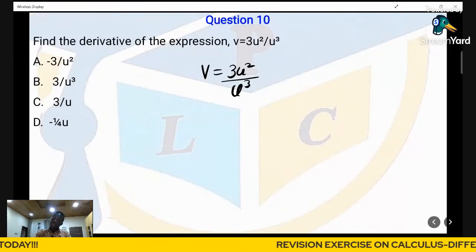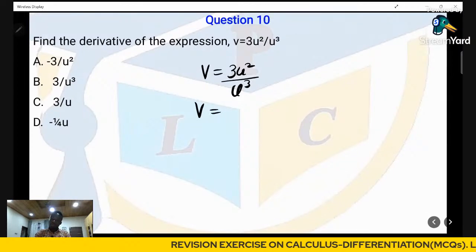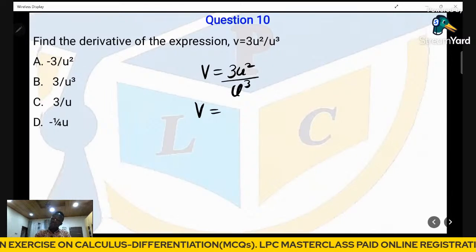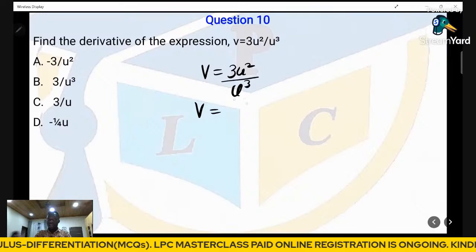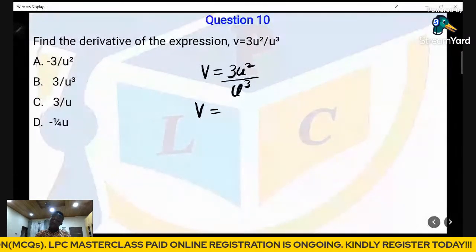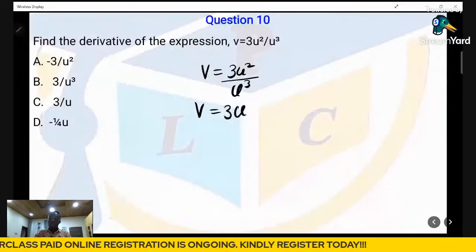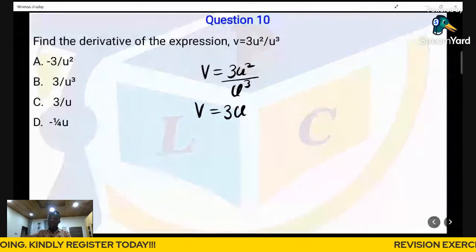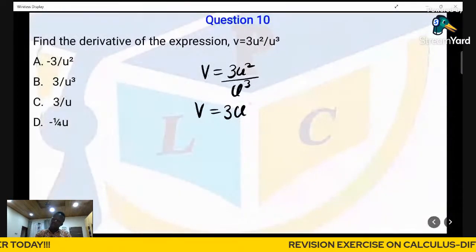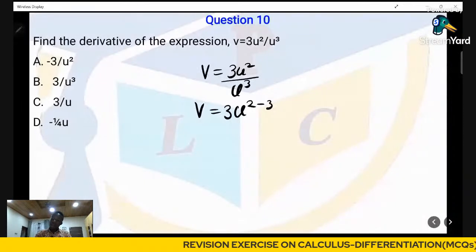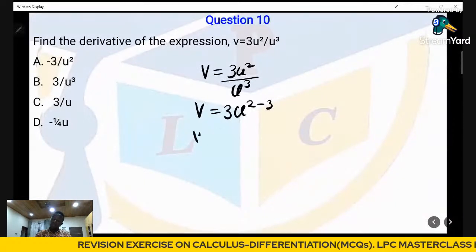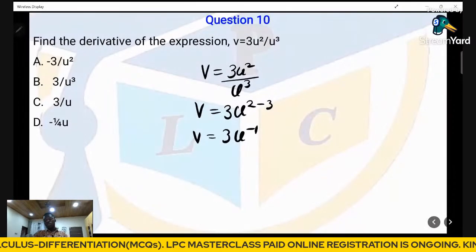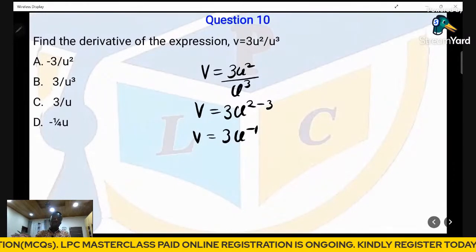So by this way, we can say that v should be equal to, with our bases and the indices, if I have u squared over u cubed, I can apply my law of indices. So I will say 3u. When it comes to having the same base and we are dividing, we subtract the denominator exponent from the numerator exponent. So that's going to give us 2 minus 3, right? So that becomes v equal to 3u to the power of -1.